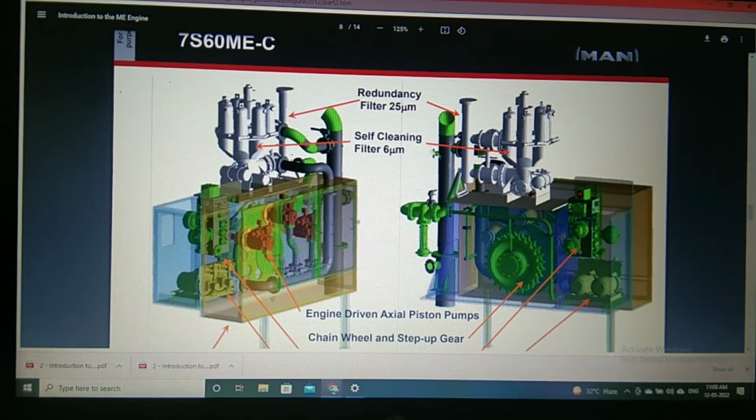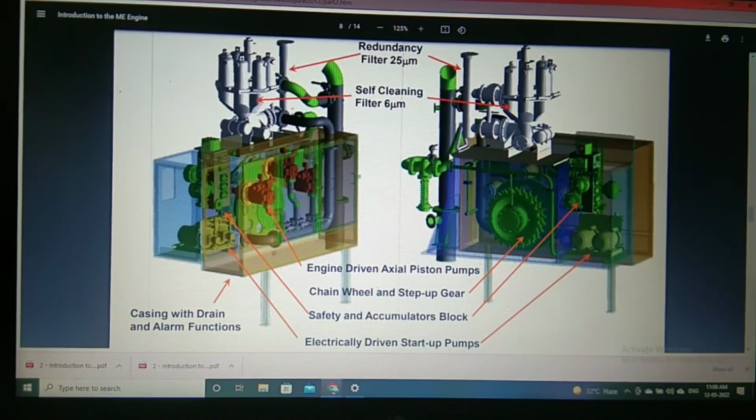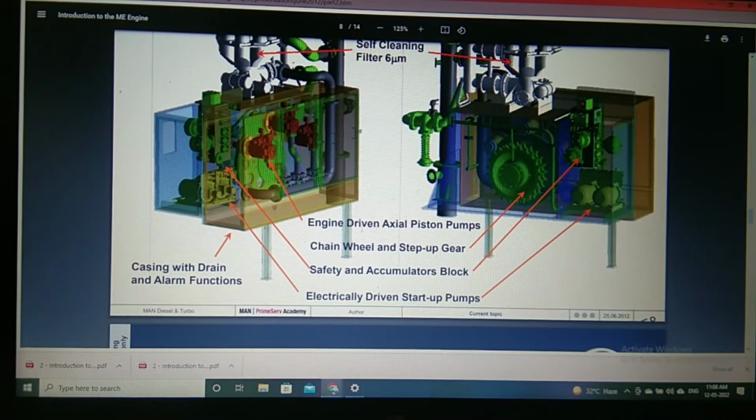So you can see this filters, self-cleaning filter 6 microns. You can see engine driven axial piston pumps, then chain wheel and step up gears are there because of that. But definitely they use gear mechanism. Then safety and accumulator block is there, and electrical driven starter pumps are there here separate. Casing and drain and alarm functions are also there if there is a leakage.